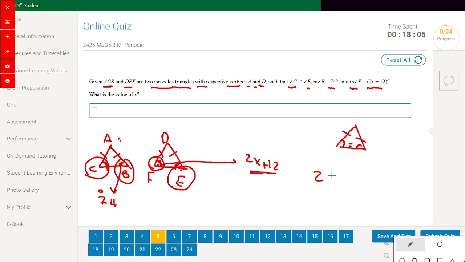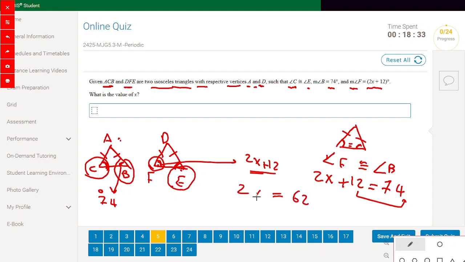And here it's given that angle C is congruent to angle E. So that means 2x plus 12 equals 74, because angle F is congruent to angle B. Okay, now this is a normal equation. 12 will come here with minus, so it will be 62 equal to 2x. So divide by 2, so x will be equal to 31. So the answer here: x is equal to 31.